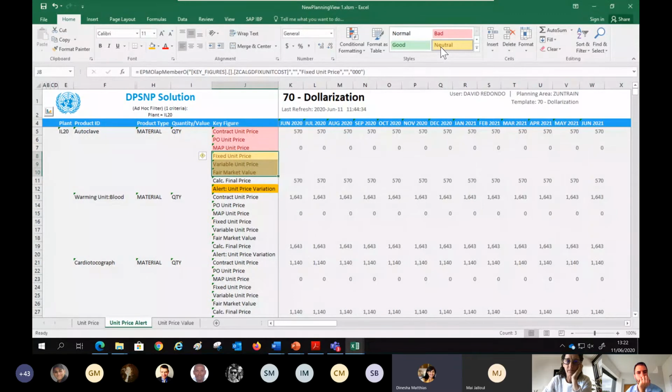Once the planner has influenced the fixed and the variable, then the system does an internal calculation based on the various rules that we described for services, a multiplication of 1, etc. The system then derives what we call the fair market value. So if you look at these key figures right on the screen, fair market value is a calculated key figure.